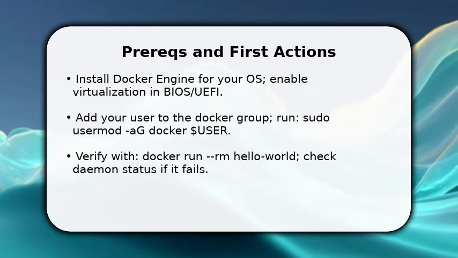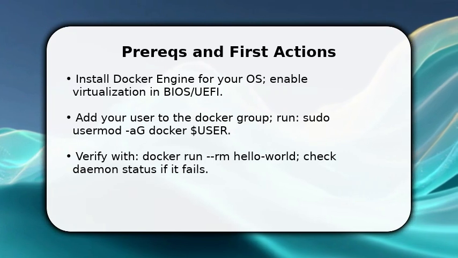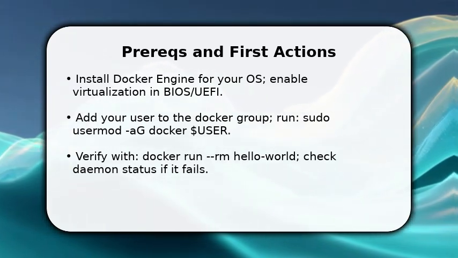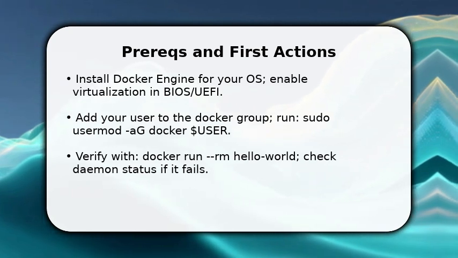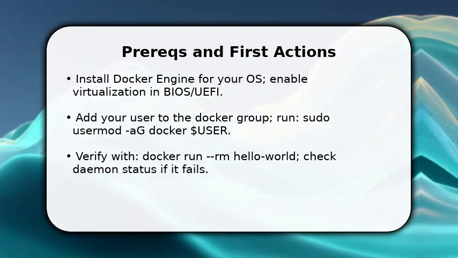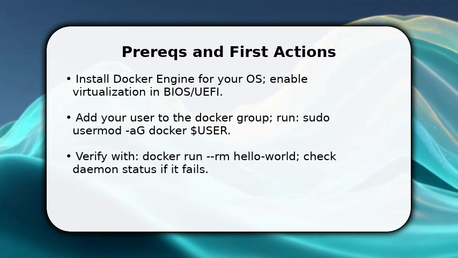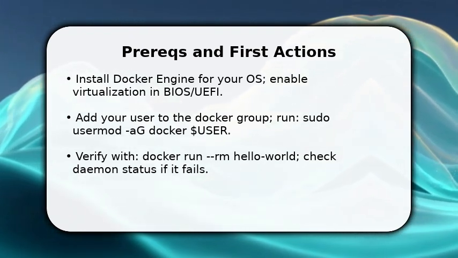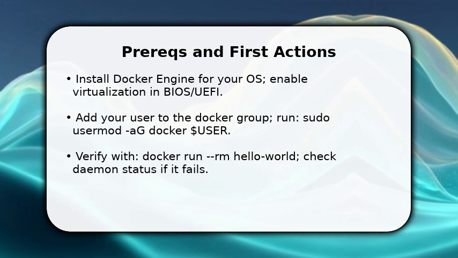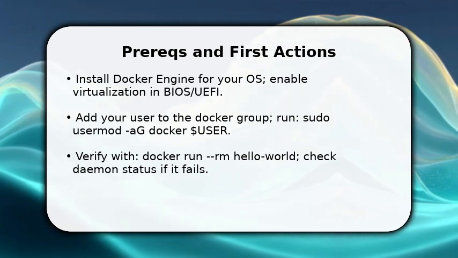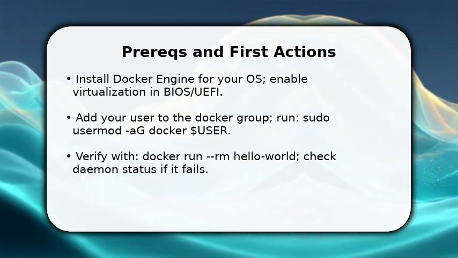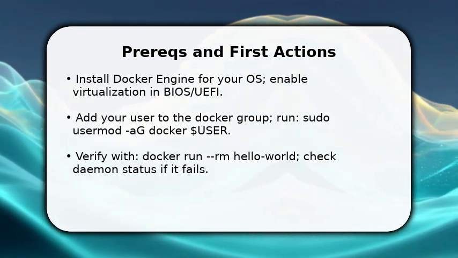You start by getting Docker running and reachable. Install the Docker engine and enable virtualization and firmware, then add your user to the Docker group so you avoid sudo every time. Once done, restart your session and run docker run --rm hello-world to confirm the daemon responds. If that container prints success, you've completed the first actionable step. If not, check systemctl status docker and the journal to identify startup issues before proceeding.